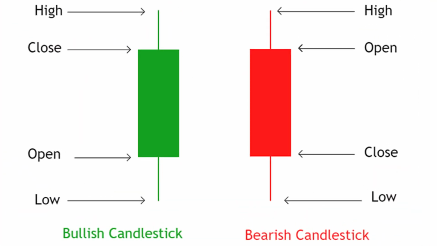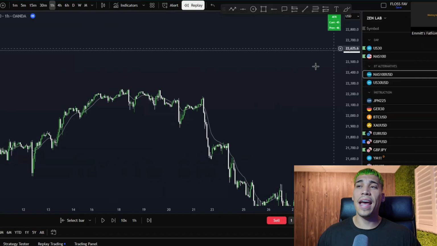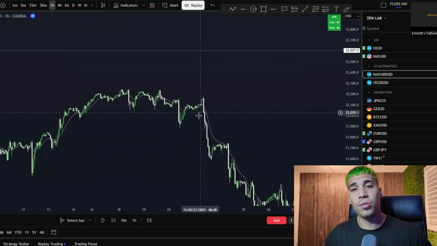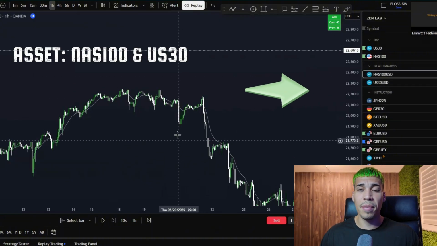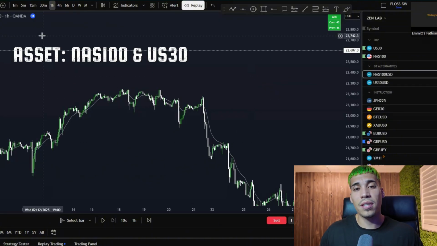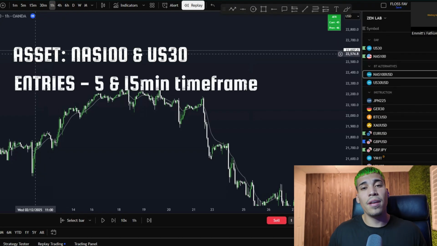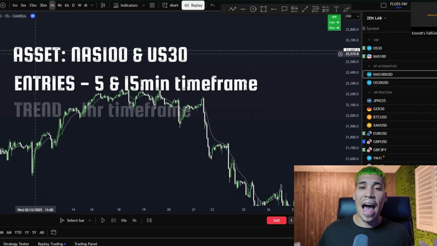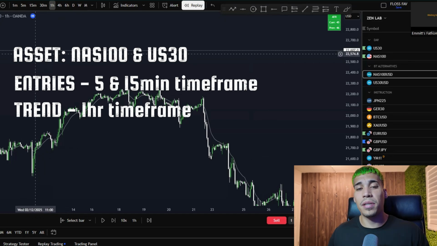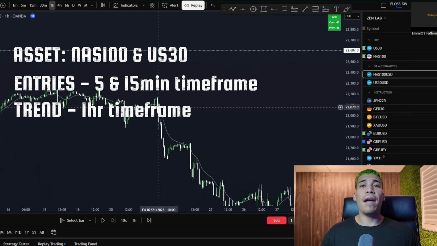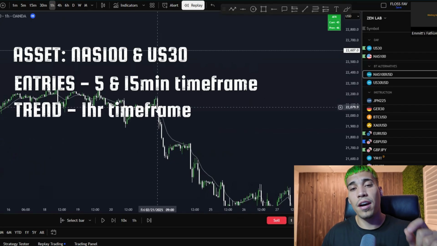Again, the only 2 assets I trade are NAS 100 and US 30. So when you add any pairs to this TradingView account, have it only be NAS 100 and US 30 so you can trade exactly like me. The only time frames we're going to be using within this system are the 5-minute time frame, 15-minute time frame, and hourly time frame. And for the very first step, trend, you're going to specifically go to the hourly time frame. So every last one of these candlesticks means 1 hour of price action.